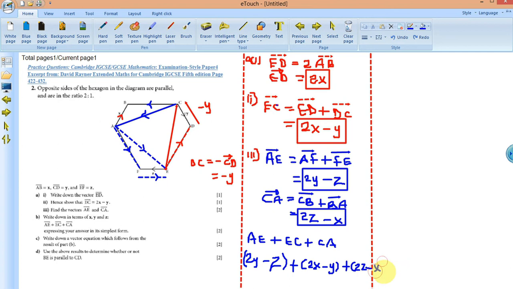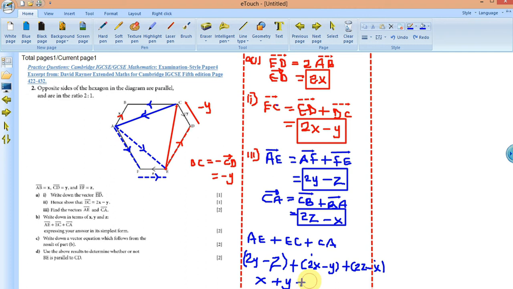2x minus x, so that will be x. Let's bring all the y together. 2y minus y, that is plus y. Let's bring all the z together. 2z minus z, that is plus z. So this is an expression, guys. That's it. That's pretty cool, right?